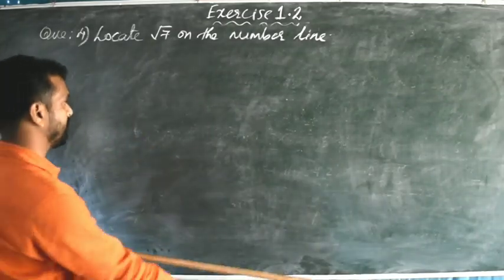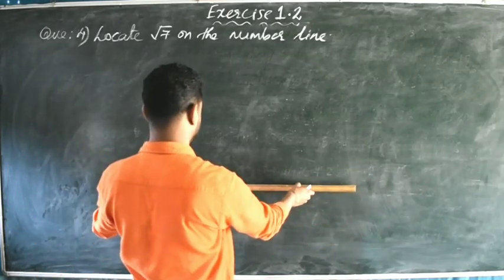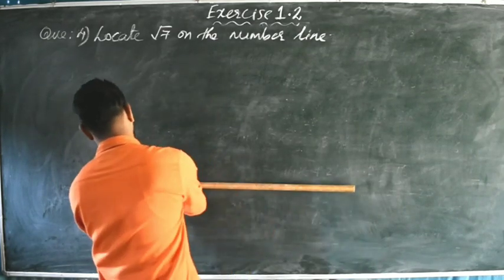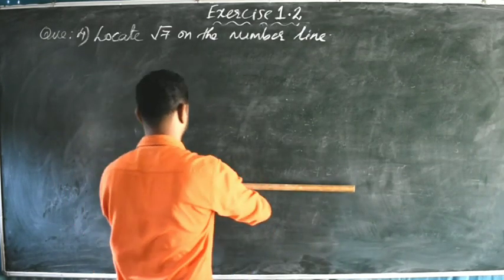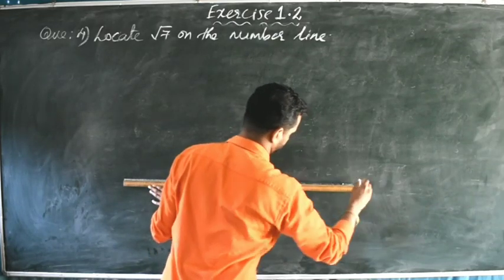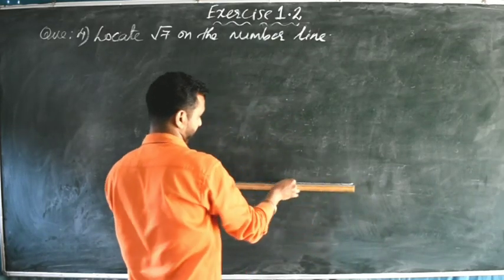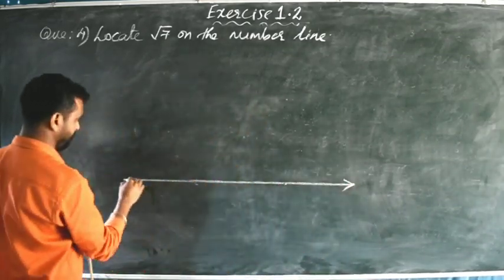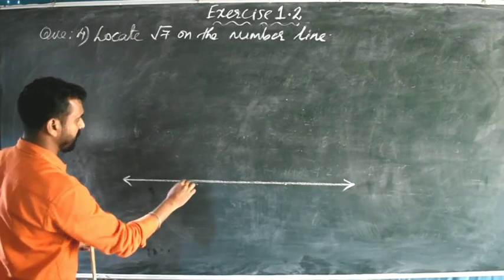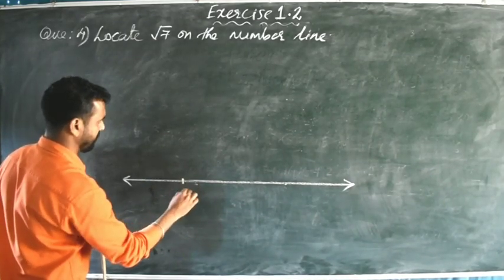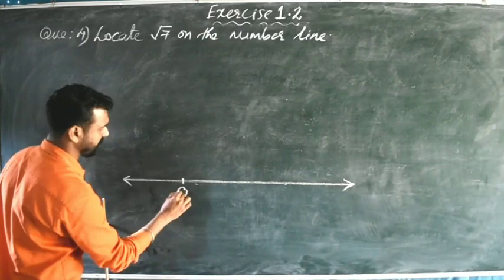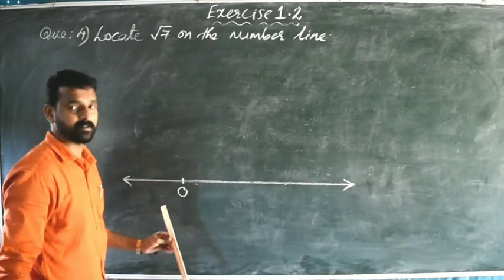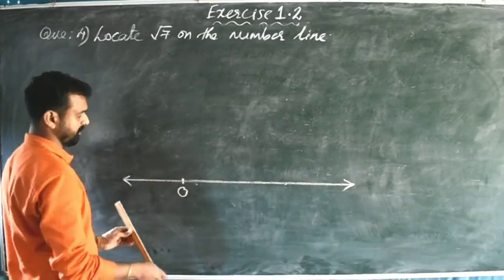So first we have to draw the number line, that is, draw a straight line, and give an arrow mark on both sides. And mark a point here as 0. From here we have to mark on the right side. In a number line we know that positive numbers come on the right side, and negative numbers on the left side.